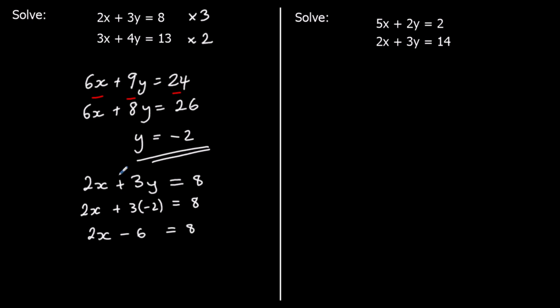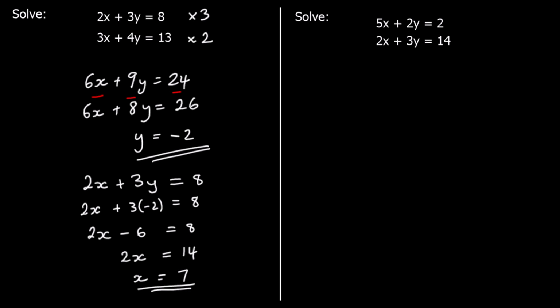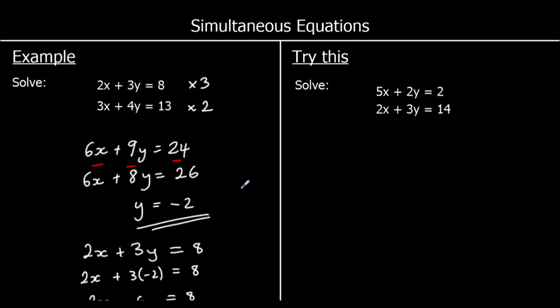We want x by itself, so plus 6 to both sides. 2x equals 14. And divide both sides by 2. X is 7. So y is negative 2 and x is 7. And one for you to try. So give this one a go.